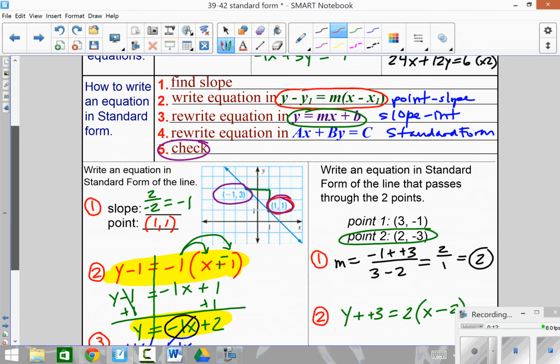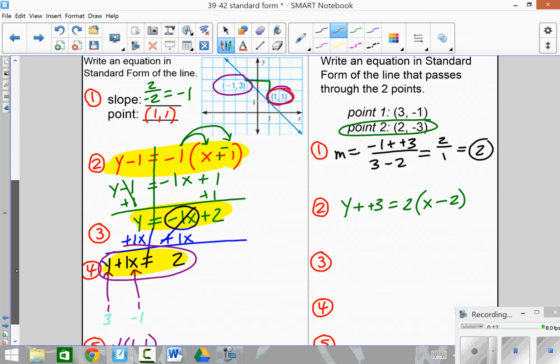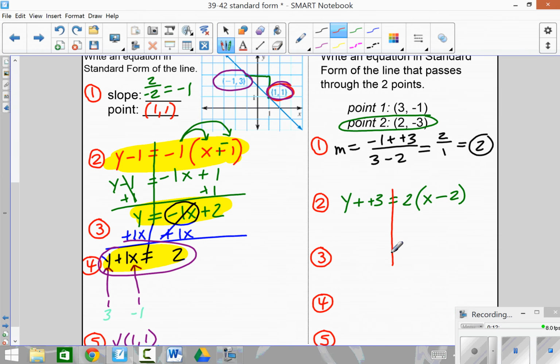Third step. Let's go ahead and rewrite our equation in slope-intercept form. So let's go ahead and do our rewrite. Let's distribute. So I'm going to get 2x minus 2 times 2 is 4. I have a y plus 3 over here. I'm going to subtract 3 from both sides. I'm going to get y equals 2x, this is a negative 4. Chop, chop. Negative 4 minus 3 is a negative 7. Okay? So there's our slope-intercept form.